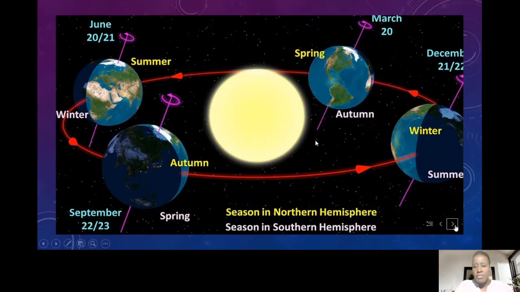Here's another view. As you can see how this is tilted. So we have spring. It's March, so it's spring here. We're a little bit closer, but here we're closer to the sun. North America is closer to the sun.